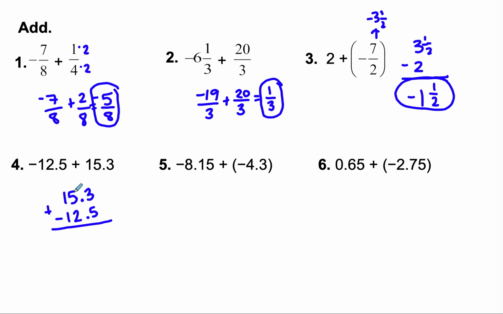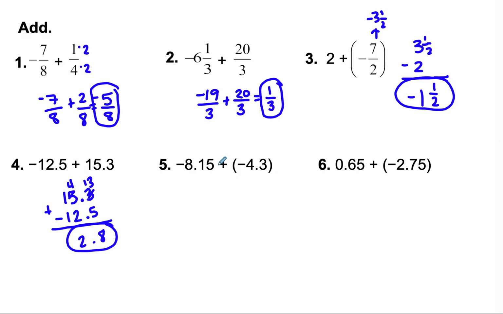3 minus 5 takes me into the negative, so I'm going to borrow. All right, 13 minus 5 is 8. Bring down my decimal. 4 minus 2 is 2. 1 minus 1 is 0. I have more positives, so my answer is going to be positive.